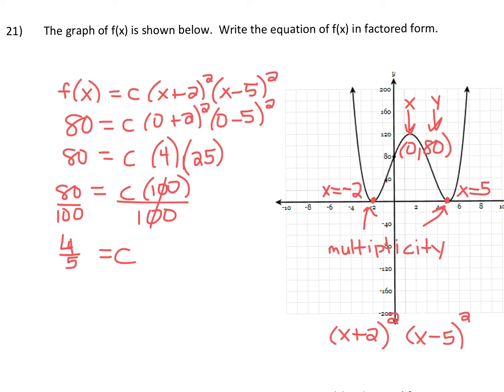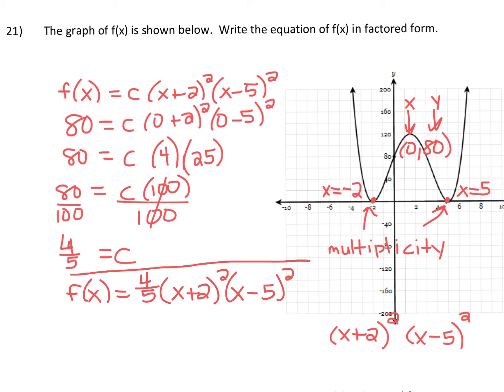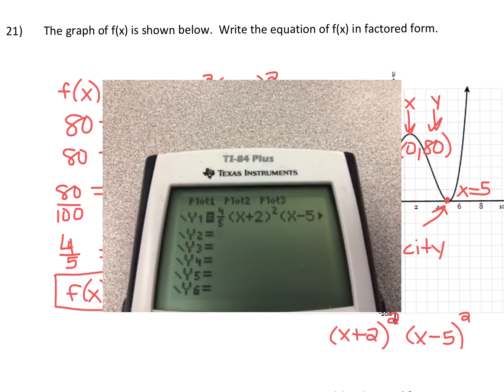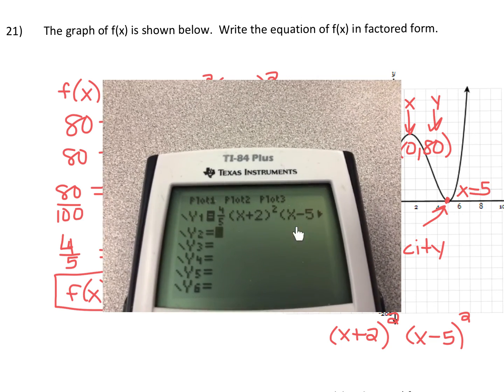So now we're going to take that 4/5 and put it in place of c into that original equation. Okay, and there we have it. Now I'm again going to check with my calculator because I always want to make sure that I have the right equation. Okay, so I go to y equals, right, and I type this in.